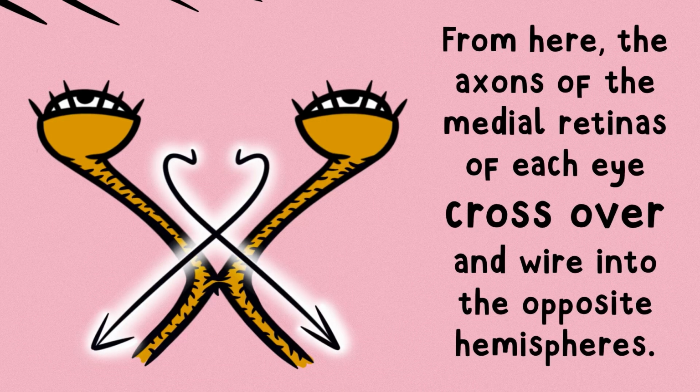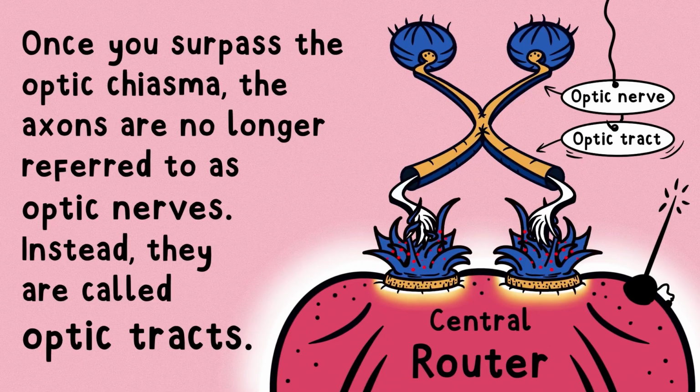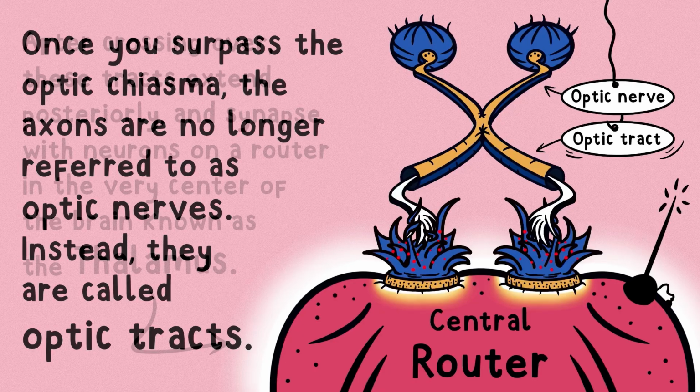From here, the axons of the medial retinas of each eye cross over and wire into the opposite hemispheres. The axons from the lateral retinas, however, do not cross over. Instead, they wire into the hemisphere on the same side. Once we surpass the optic chiasma, the axons are no longer referred to as optic nerves. Instead, they are called optic tracts.